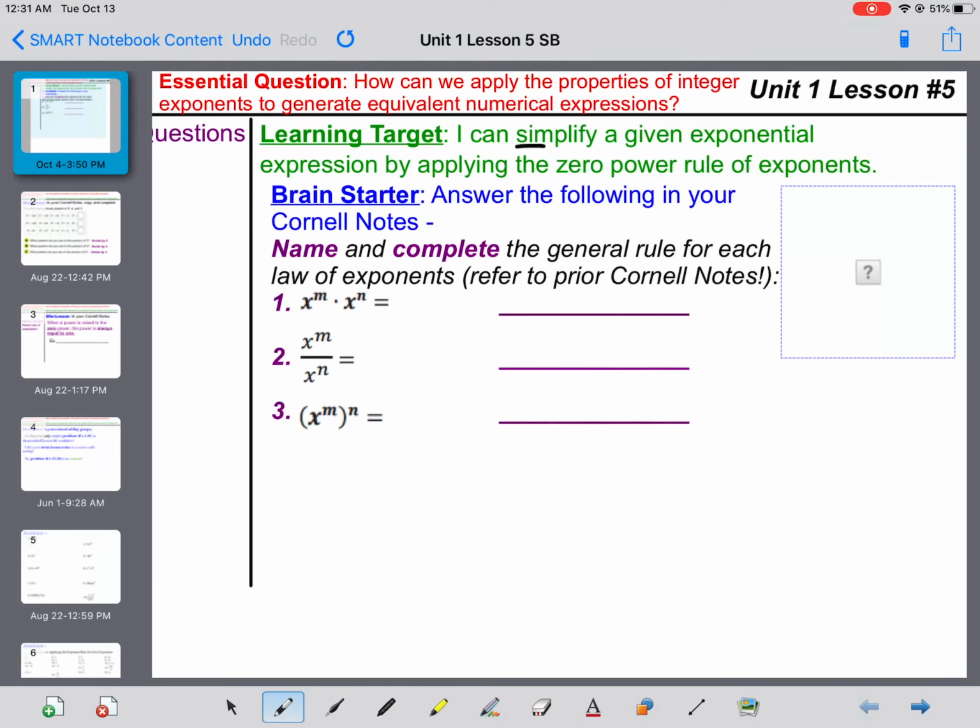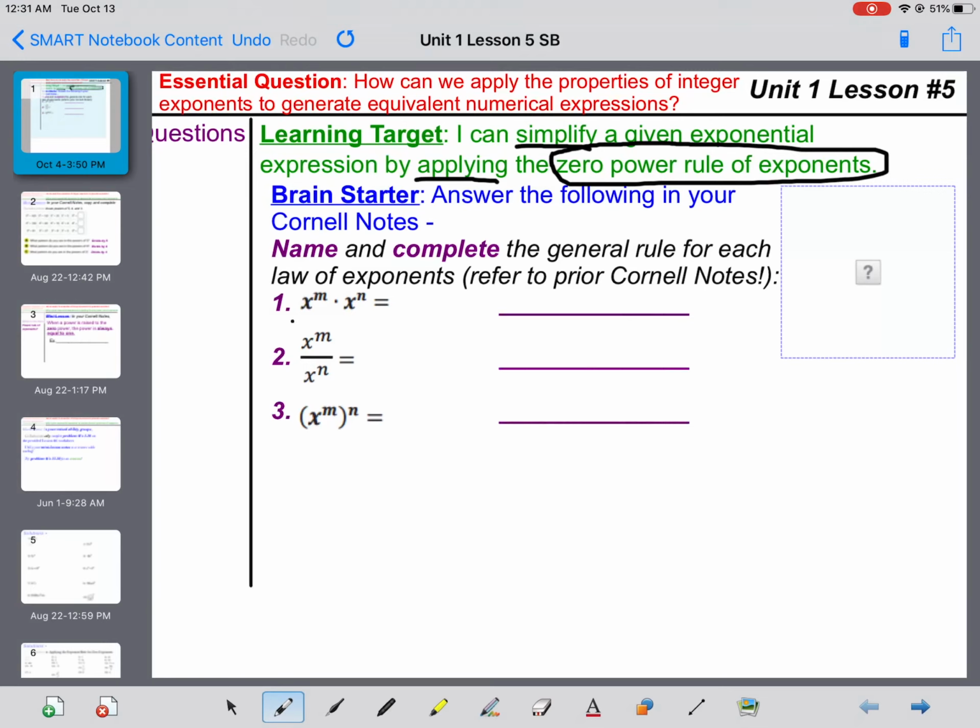Our verbs for today are the same as they always have been. Simplify. We're going to simplify expressions, and we're going to be applying a new rule today. Specifically, we're going to be talking about the zero power rule of exponents.